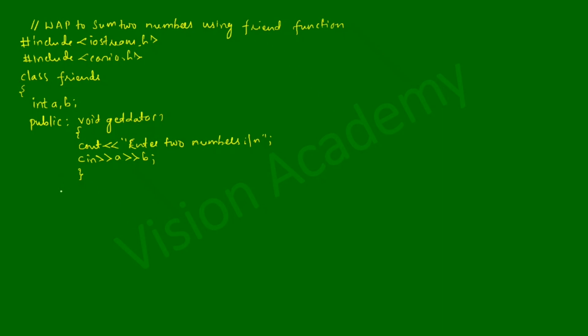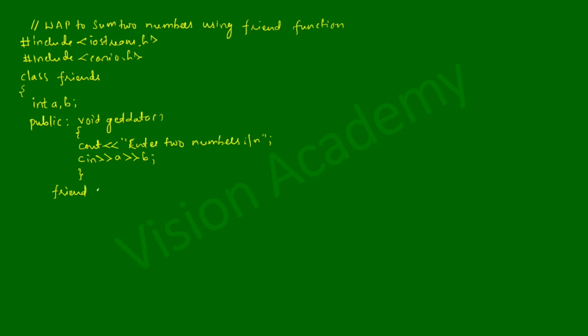Now we are going to declare a friend function with the keyword called friend. I'm going to write here friend. So this declaration can be made anywhere, either in a public section, or in a private section, or in a protected section. As it is not going to be affected by any access specifier, which we have learned just now in the characteristics of friend function.